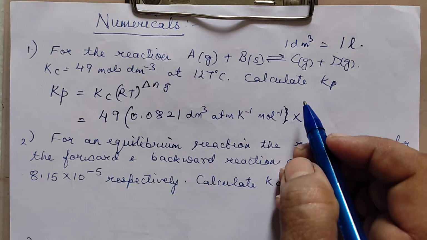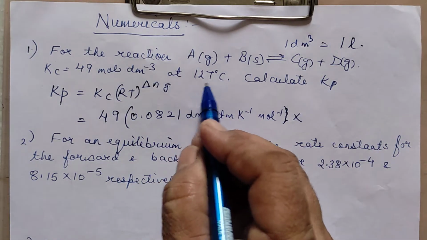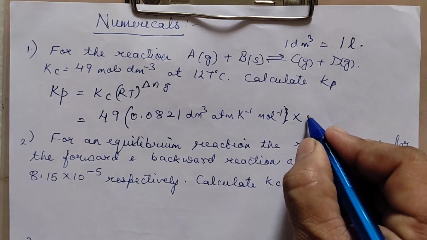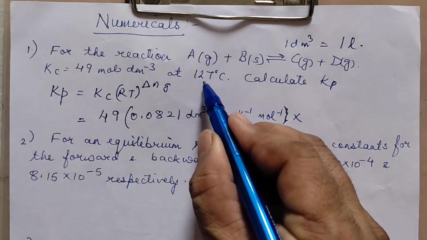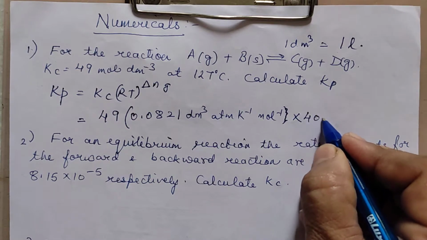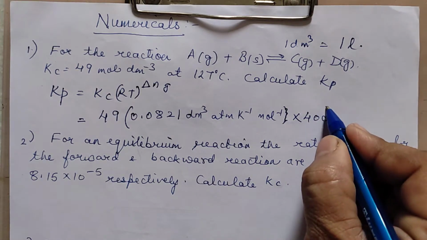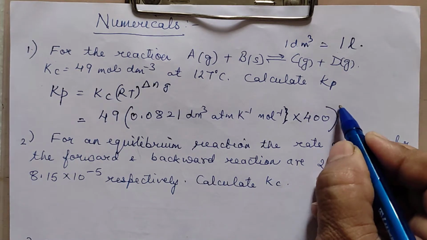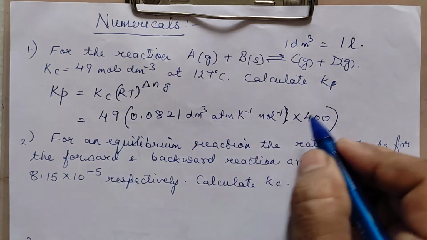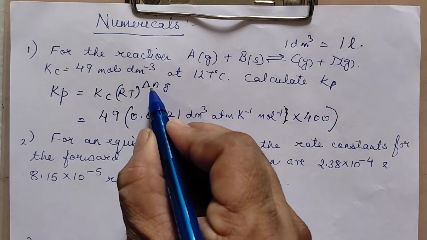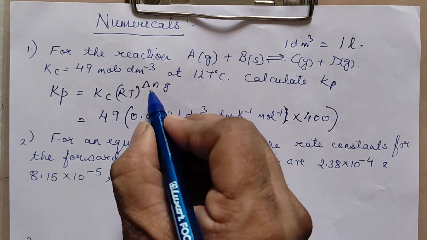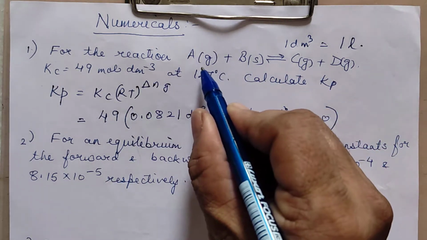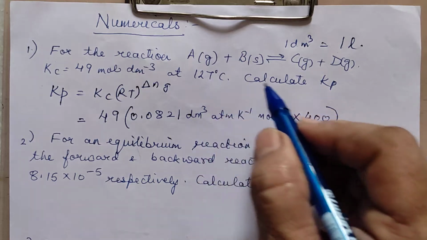Now what temperature they have given you is 127 degrees Celsius. We need to convert into Kelvin. So this plus 273. That means it is 400 Kelvin. Now this to the power of delta N. Now what is this delta N? Products minus reactants, gaseous moles we are supposed to take.